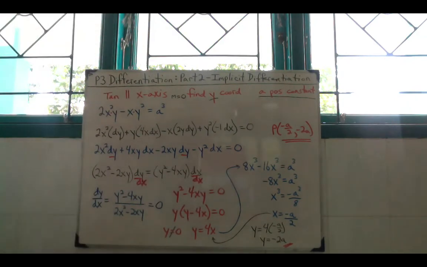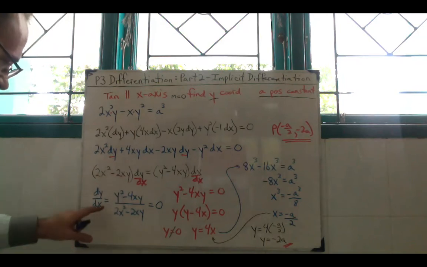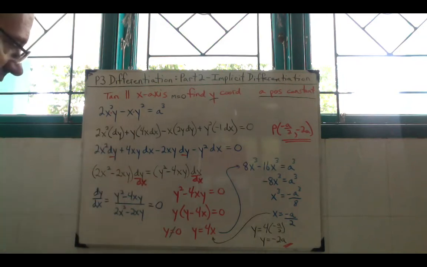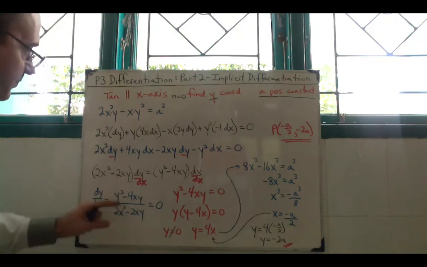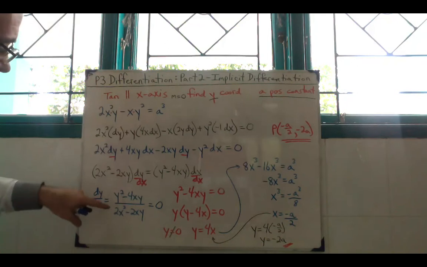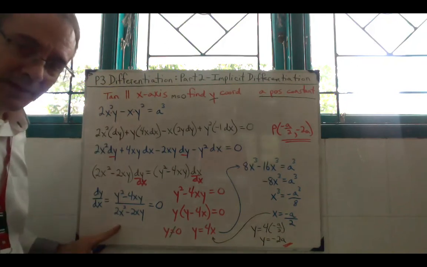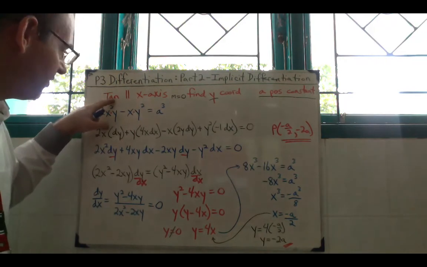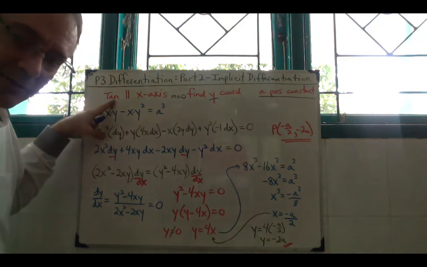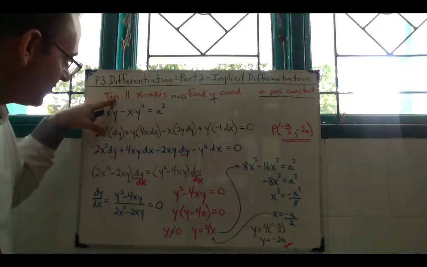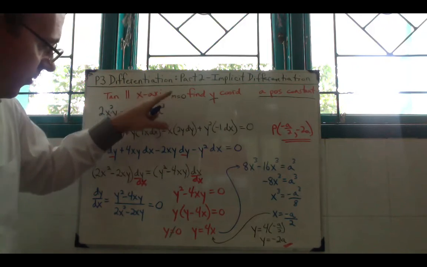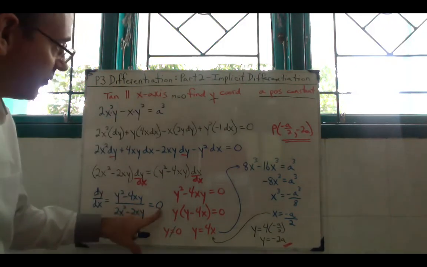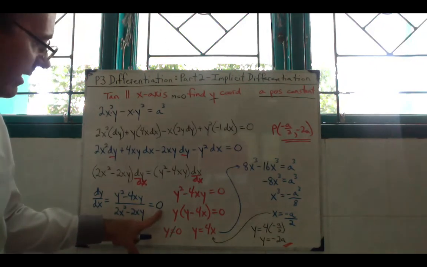Cancels on the right, ends up on the left, dy dx equals, and then divide this parenthesis over to the other side. So I have y squared minus 4xy divided by 2x squared minus 2xy. This is our slope. Our slope of the curve is equal to the slope of the tangent line at the point we're looking for. And it says that our tangent is parallel to the x-axis, meaning the slope is 0. So we set our derivative equal to 0, and we need to solve for it.